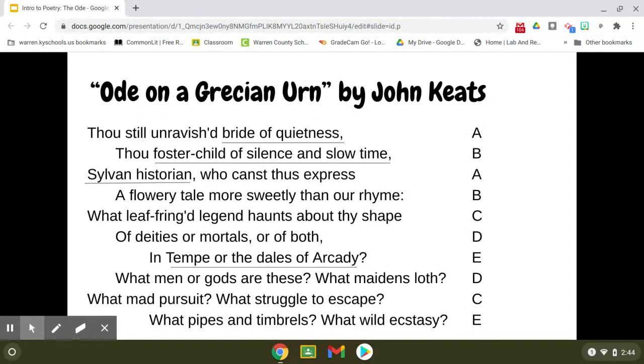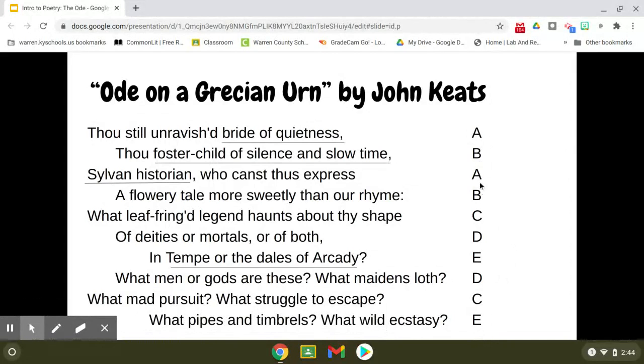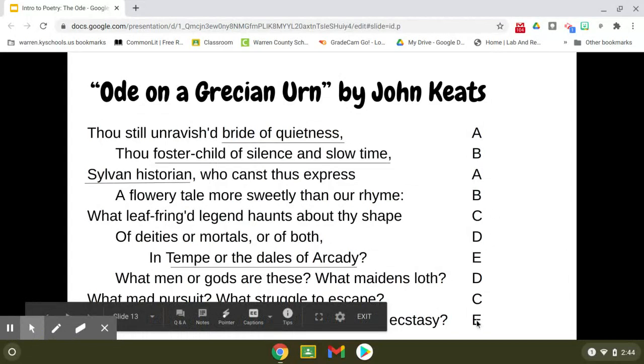So that's an example of an irregular ode. You can see Keats has his own rhyme scheme here that he created. A, B, A, B, C, D, E, D, C, E. So it's kind of interesting. He does 2 couplets in a row. And then he does this where he inverts the lines, C, D, E, D, C, E. Kind of rearranges them, but the same rhymes keep popping up.